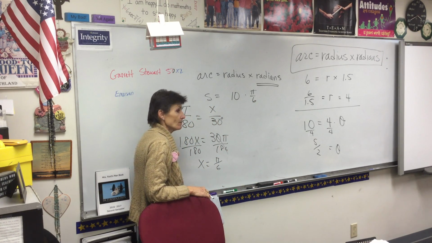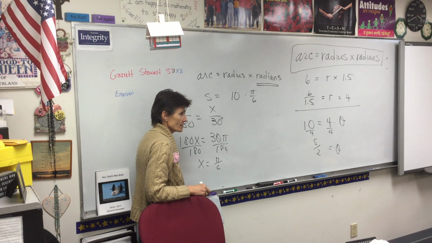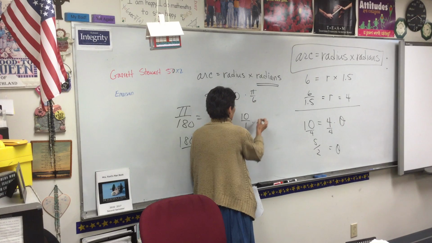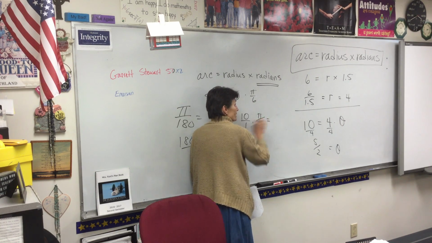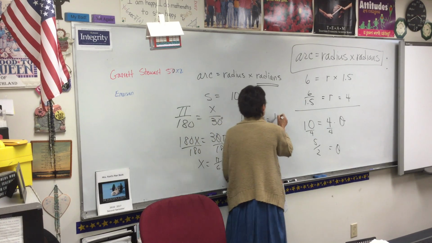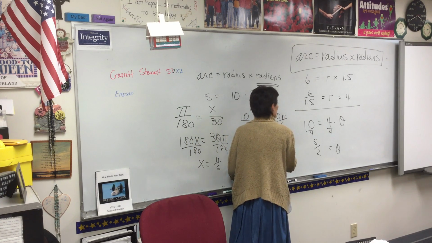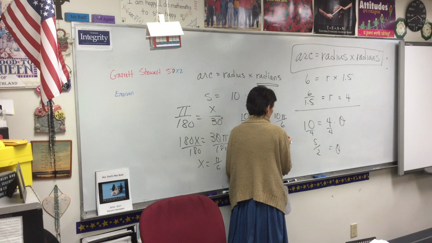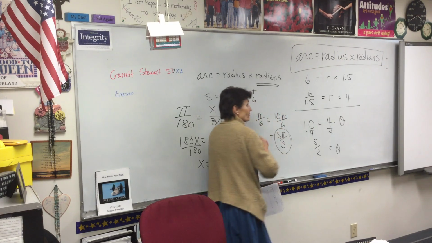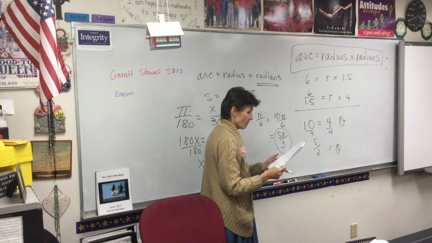Now, as unbelievable as it is, some of you had to do that kind of arithmetic on your test and you missed it. Let me remind you, when you multiply fractions, 10 over 1 times pi over 6, it's straight across. So that would be 10 pi over 6, which we will reduce. 2 goes into both, so 5 pi over 3. And that is the final answer to the problem.